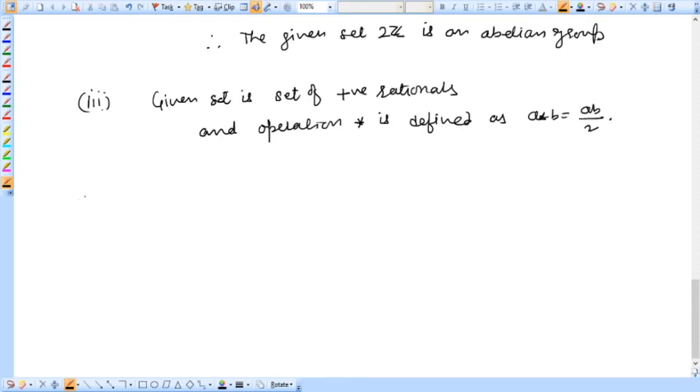For example, positive rational numbers is denoted by Q positive, and it includes all the positive rational numbers, but it doesn't include 0, right? 0 is not included in this group. Had it been plus instead of star, in that case it definitely would not have been a group, because the additive identity would have been missing in this context, right?